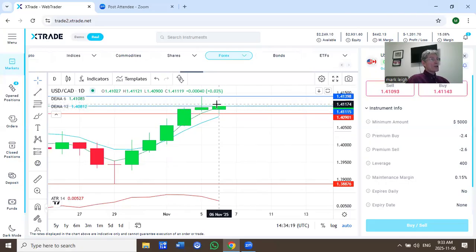Sellers of US, buyers of Canadian, looking down at this 140.90. But Canadian hasn't put up much of a fight at all against the US, weak against the US dollar. So we'll look for buyers to look up to this resistance level.